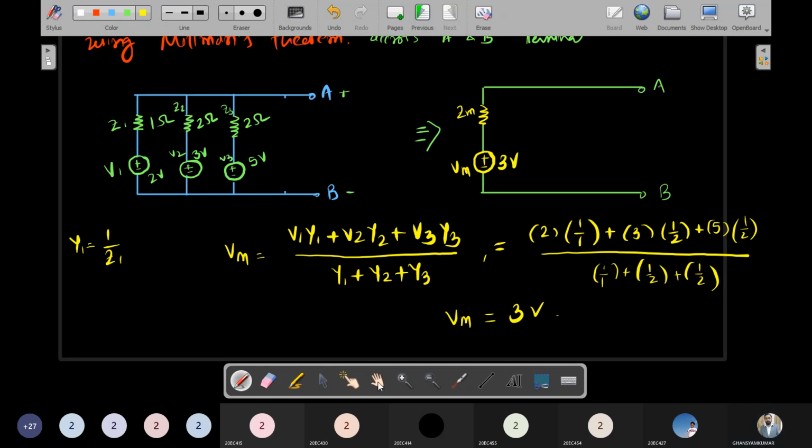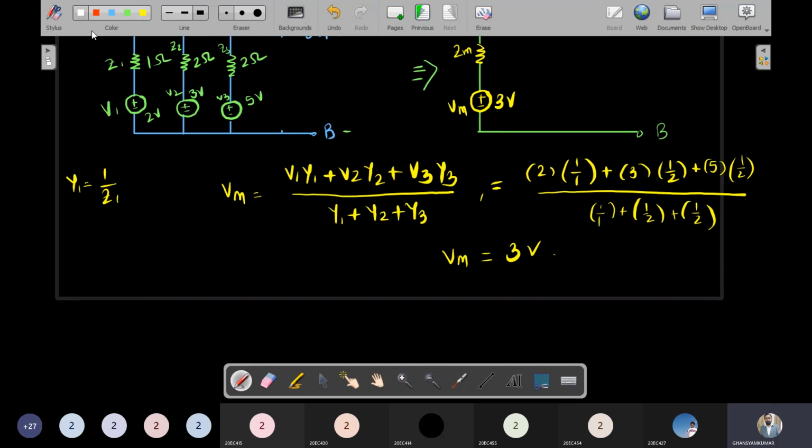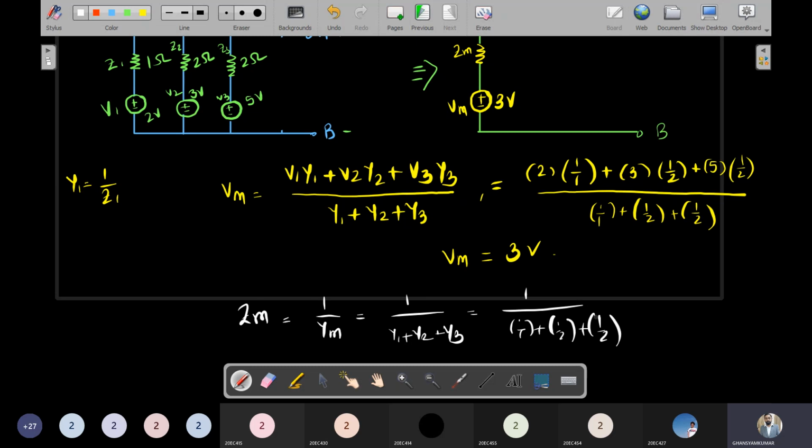And for Zm, when you do the calculation, Zm is equal to 1 upon Ym. So here Ym is nothing but Y1 plus Y2 plus Y3, that is equal to 1 upon 1 by 1 plus 1 by 2 plus 1 by 2. What are you getting in this one? 0.5 ohm. So this will be 0.5 ohm.